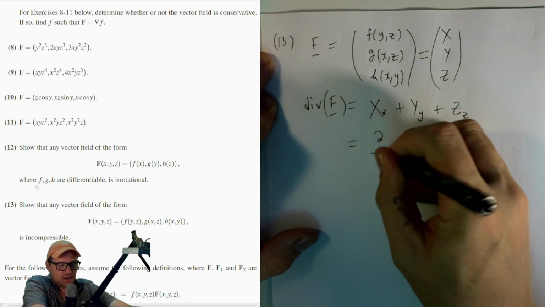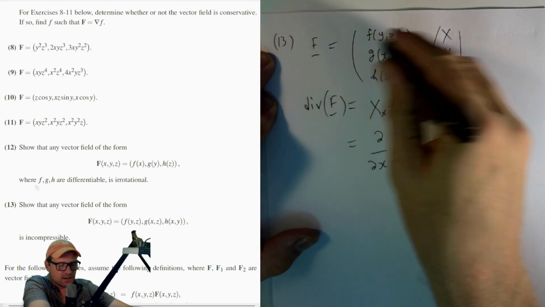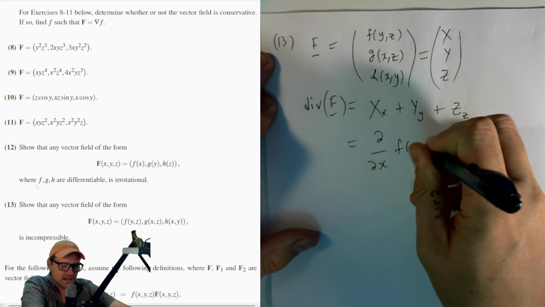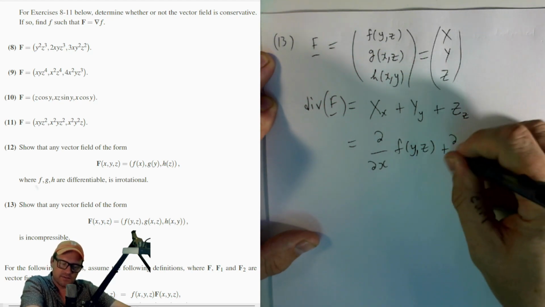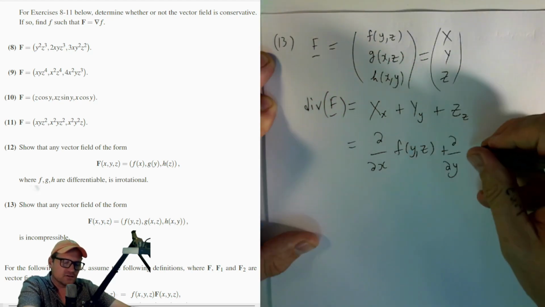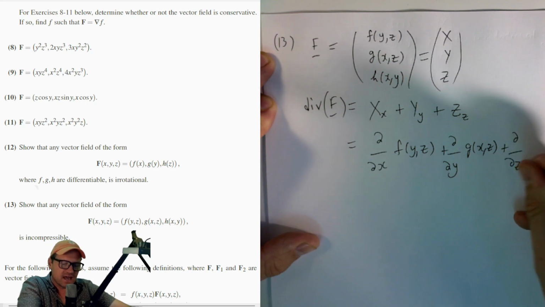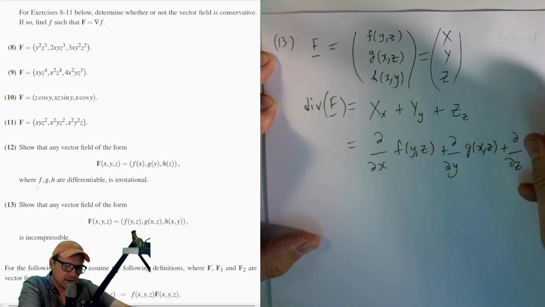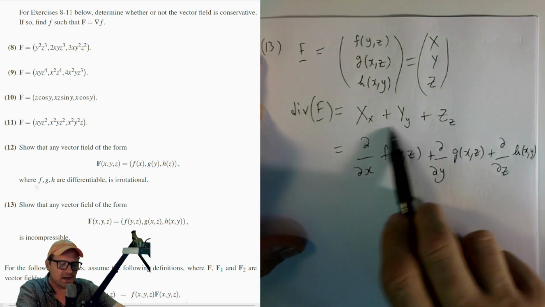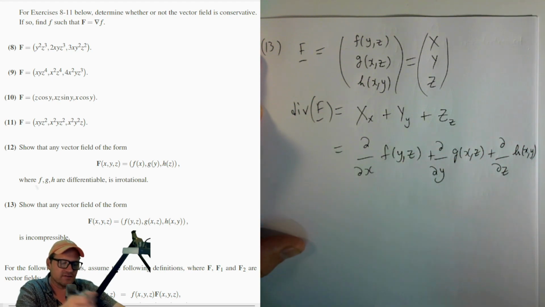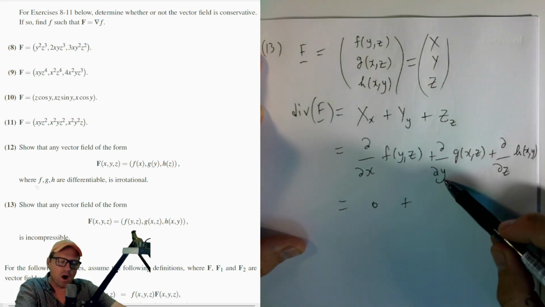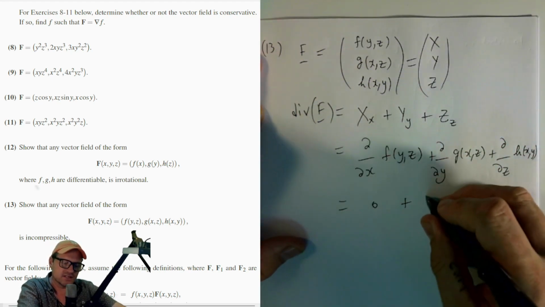And so we're differentiating with respect to x, f of y and z, adding to that the derivative with respect to y of g of x and z plus the derivative with respect to z of h of x and y. Okay, so there's no x in this function, so this derivative is 0. There's no y in this, so this derivative is 0.